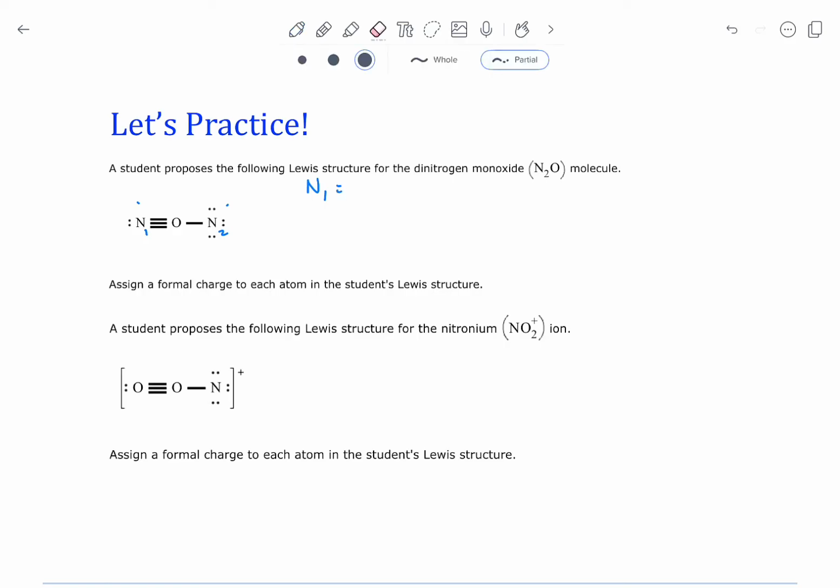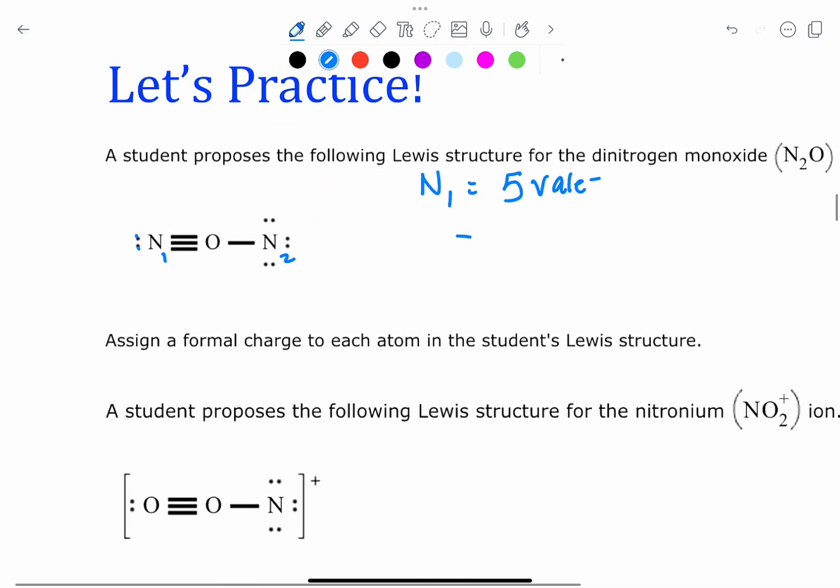Okay, nitrogen 1 has 5 valence electrons. Thinking about oxygen from our last problem, nitrogen has 5 valence electrons. We're going to subtract from that our associated electrons. So it has 1, 2 electrons. Let me zoom in so we can see that structure a little bit closer up. We have 1, 2 electrons in lone pairs.